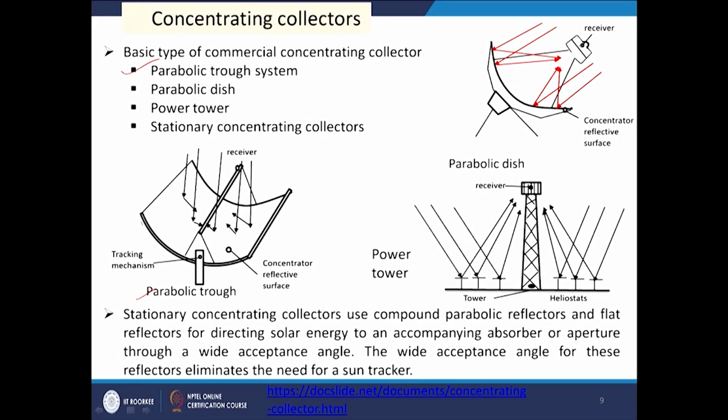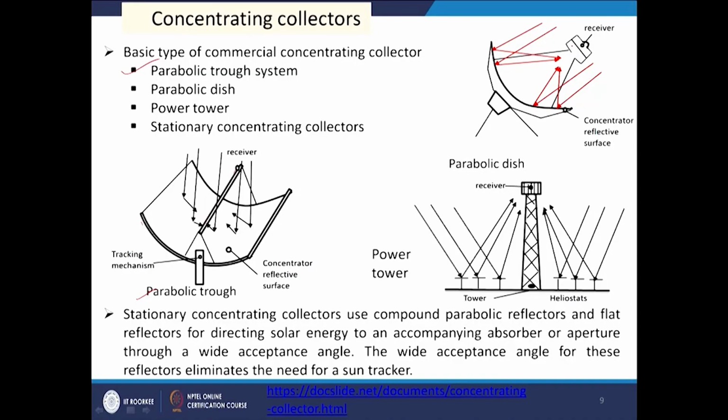There are some mirrors here also. The rays are coming, being reflected and being concentrated. Here this rod is there for the concentration, and here the point is there as a receiver for collecting the concentrated rays. And here we may have the power tower. In the power tower we have mirrors at the bottom, the rays come and are reflected and focused on the point at the top. This is called the power tower.